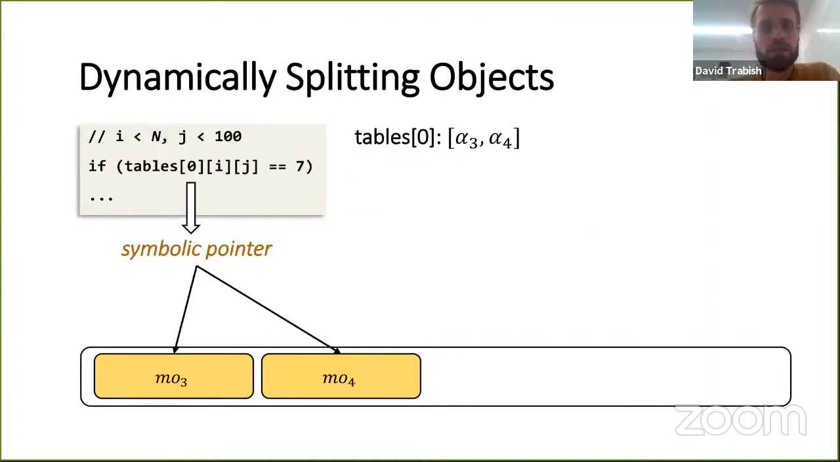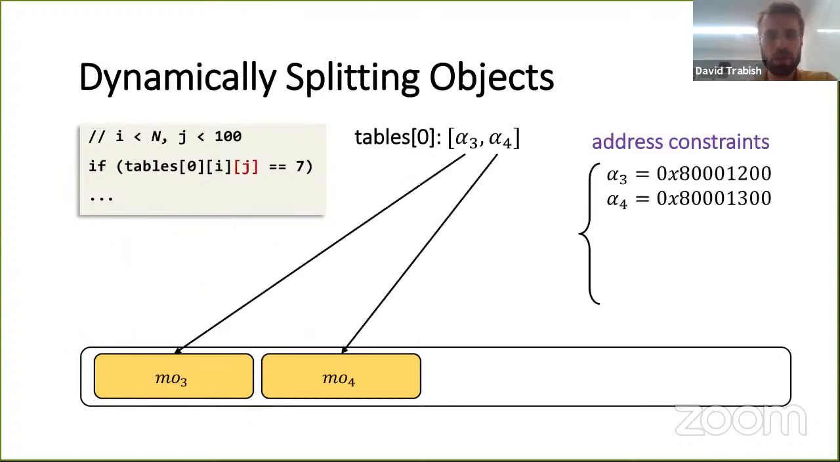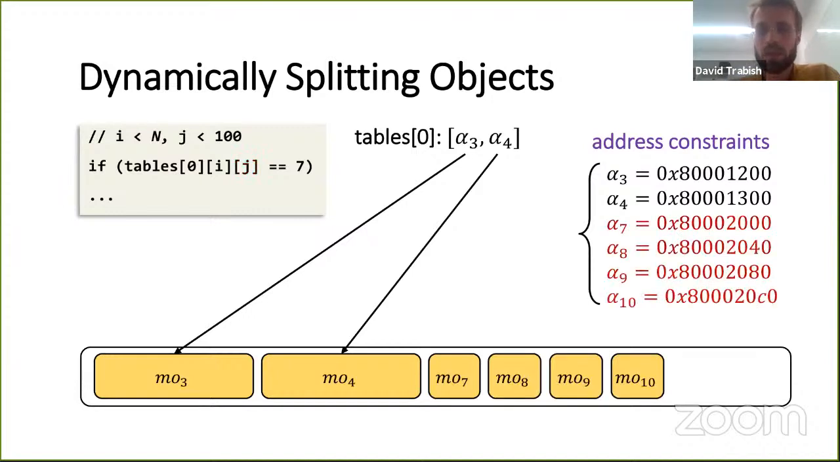So how can we implement this approach with our new model? We again have the same symbolic pointer that we saw before, which points to MO3 and MO4. Suppose now that we follow the path which constrains this pointer to MO3. So now we access MO3 with a symbolic offset J. We would like to split this object into, let's say, 4 smaller objects. So we first allocate these new objects and also add some additional address constraints for each of them.